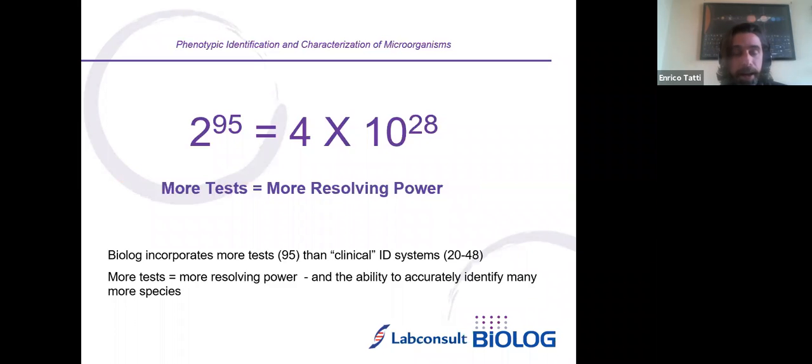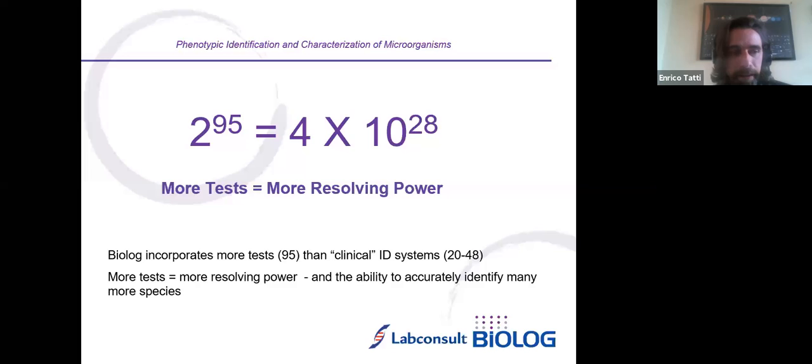But before that, you can imagine that the number of combinations of these tests is very, very high. Actually, it's 2 to the 95 possible test combinations. And this means more resolving power. So a lot more tests means more resolving power, but also the ability to accurately identify many more species and to differentiate them at a very fine phylogenetic resolution level, even to the strain level. So that's why it can be very powerful.